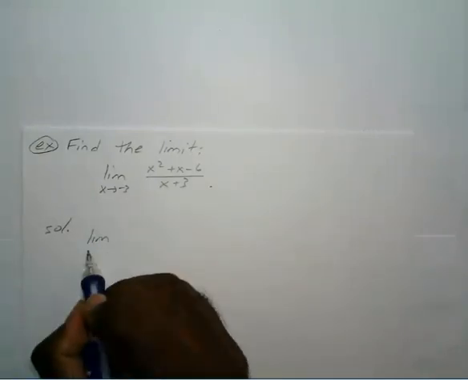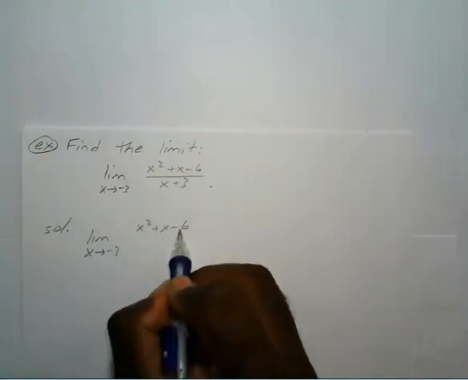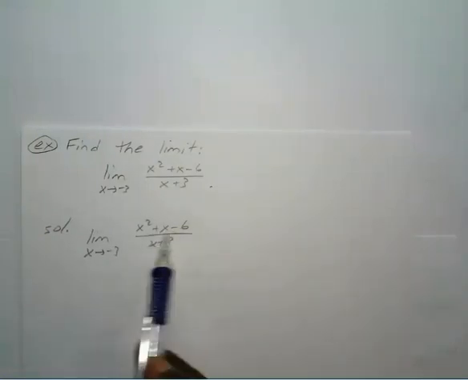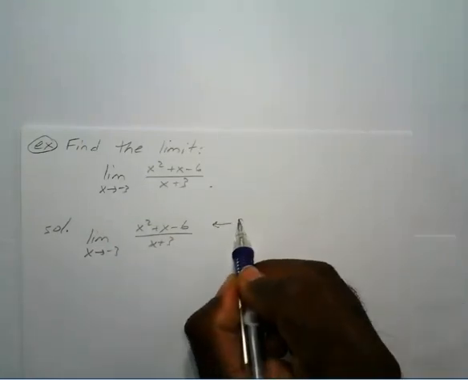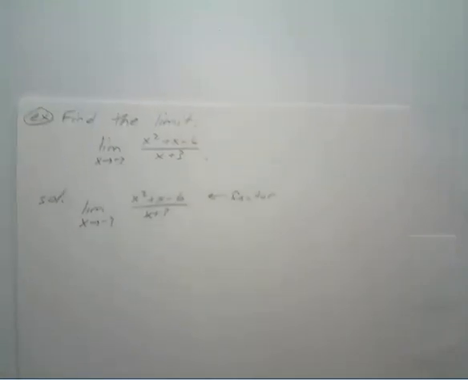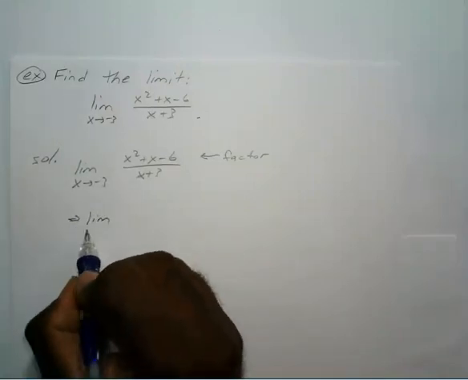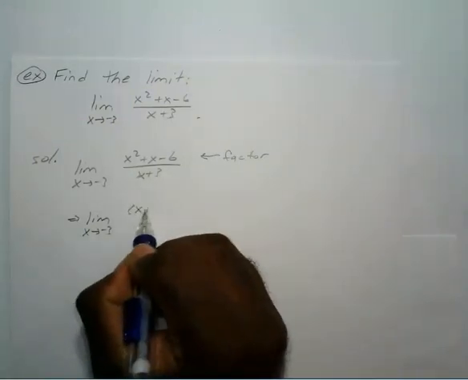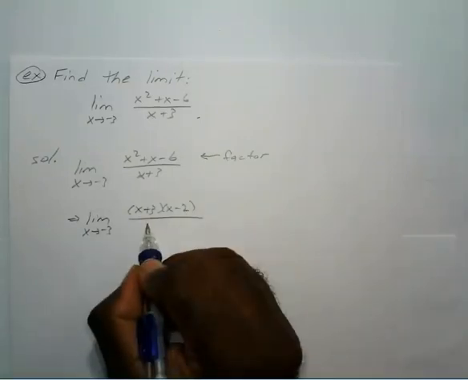Okay, so if you have the limit as x approaches -3 of x squared plus x minus 6 over x plus 3, well, you see here, this kind of looks like you can do something with this numerator. So what we're going to do is factor that numerator. Okay, so that gives you the limit as x approaches -3 of x plus 3 times x minus 2 all over x plus 3.